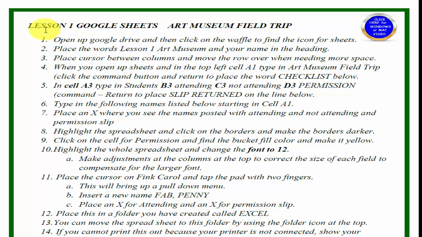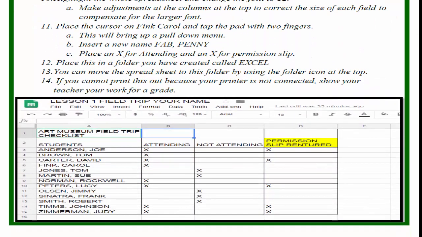What you're looking at is Lesson 1, Google Sheets, Art Museum Field Trip. Now, you've either clicked on this button to hear my voice and/or picked up the video located on the webpage. First of all, we have listed everything that's going to happen and what you can do listed right here. At the bottom of the page, we have a spreadsheet showing you how it all should fit together at the very end.